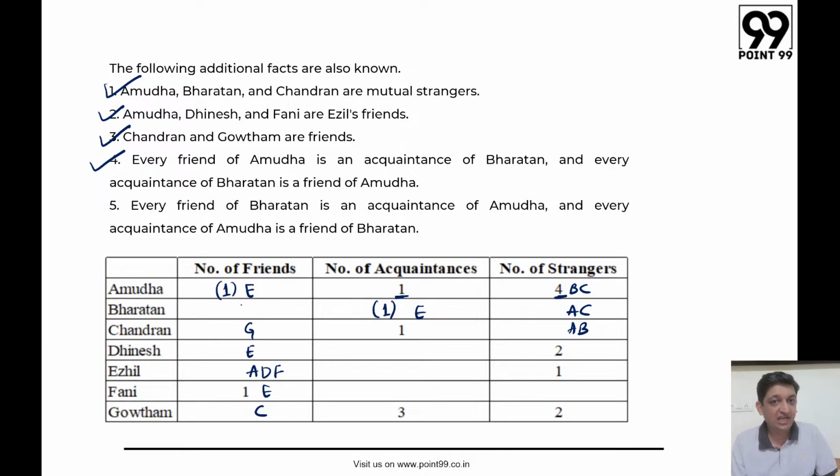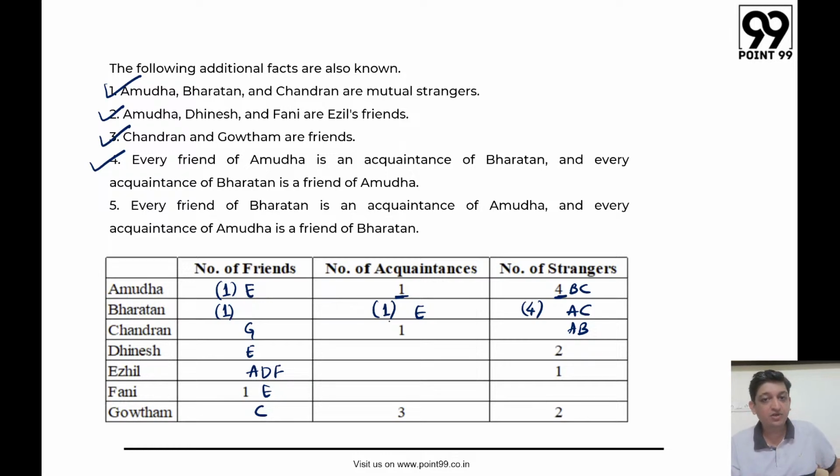Every friend of Bharatan, this one, is an acquaintance of Amudha, and every acquaintance of Amudha is a friend of Bharatan. So it is exactly the same logic. If there was one acquaintance here, this one acquaintance will be the one friend that Bharatan has. Now we can see that Bharatan has exactly one friend because Amudha has exactly one acquaintance. Bharatan has exactly one acquaintance because Amuda has exactly one friend. So under the number of strangers, Bharatan should have 4 strangers. Okay? So that is what we will know from this context, right? So we will know what exactly happens here. I hope this part is clear and we should be fine.